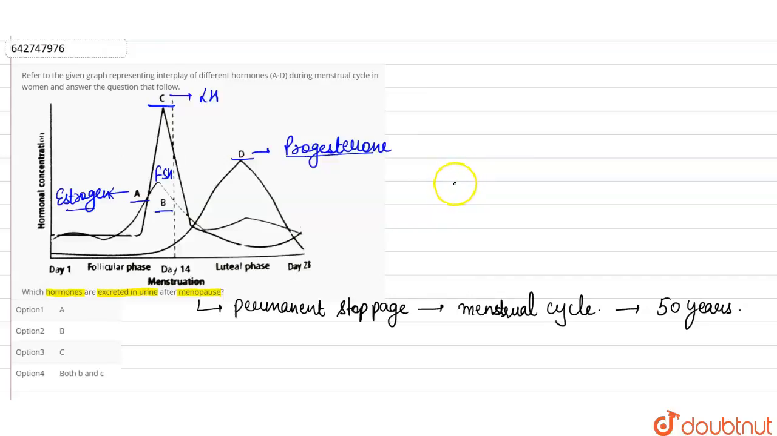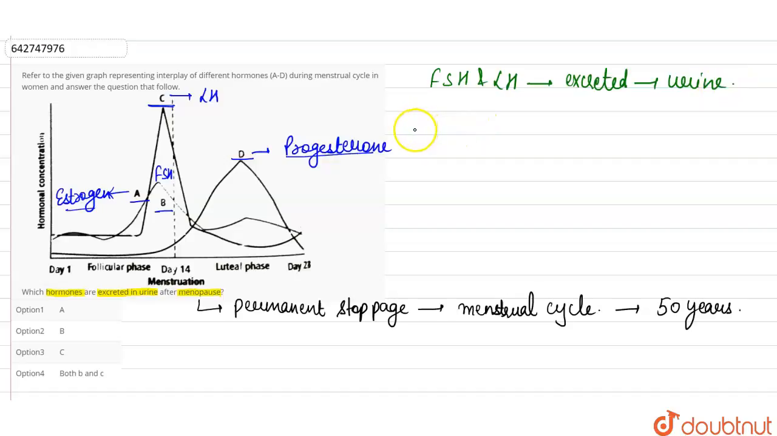So we are asked which hormones are excreted in urine after menopause. It is basically B and C, which represent FSH and LH. They are basically excreted in the urine after menopause.